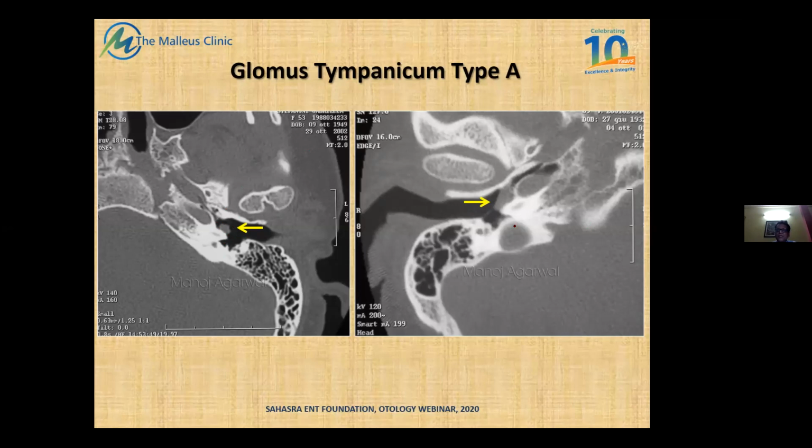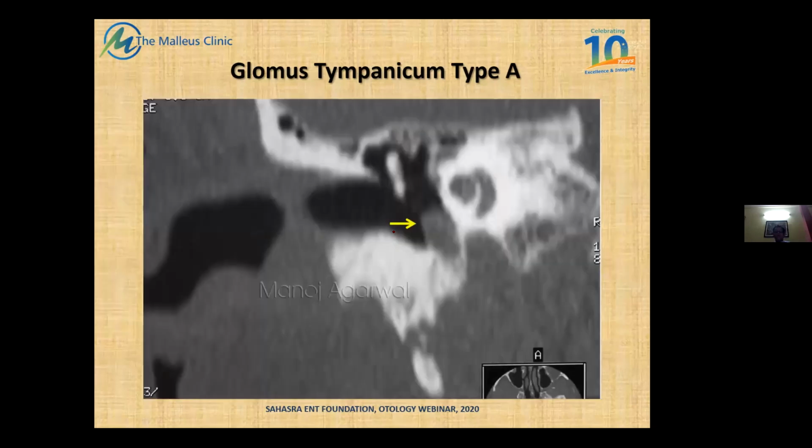The jugular bulb is here, mind you, and it's got no communication with the glomus. And it is, as I said, residing onto the promontory. You can see the basal turn of the cochlea, you can see the carotid, and you can very well see that the bone over the carotid is intact. So you know that the tumor is in no way involving the carotid artery. So this is a glomus tympanicum. This is again a glomus tympanicum of the hypotympanum, a little lower down.